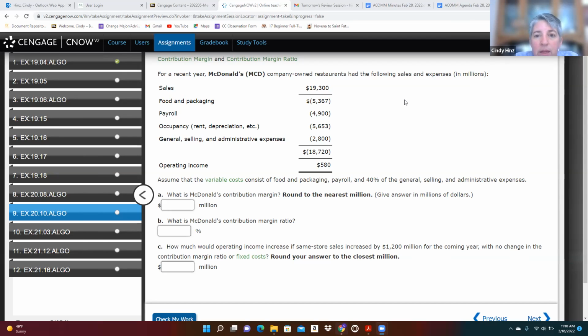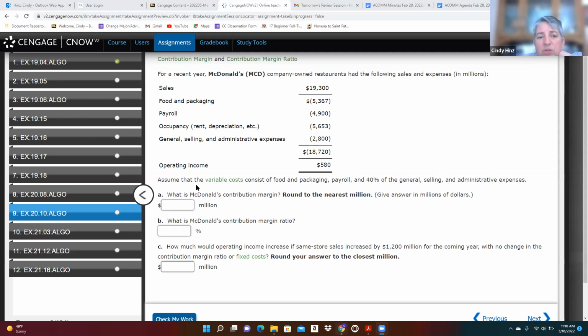So we have sales. These are all in millions. We have the label already included here for us, so we don't have to put in all those zeros. That's helpful. We have our revenues. We have food and packaging, payroll, occupancy, and general and administrative expenses. And so there's our total expenses, and then the bottom line is our operating income.